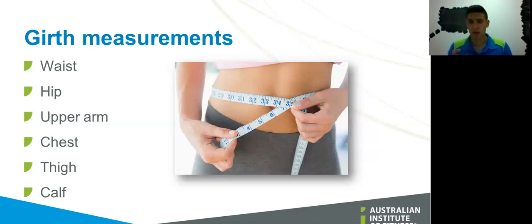Our hip measurement is obviously going from the widest part of the hip, so the widest part of the glutes where they push out the most. That's where you're going to measure your hip measurement from. A little bit hard to do seeing as we don't have that landmark to go off, but that's just the widest part. Hopefully it doesn't change too much over time.